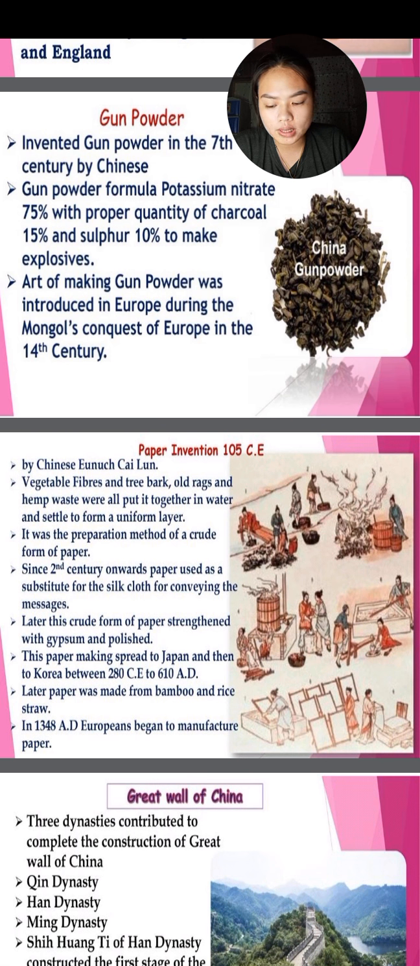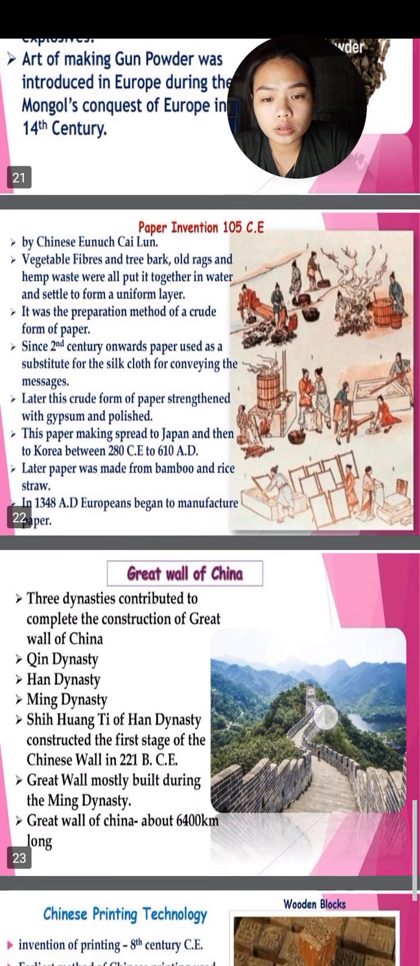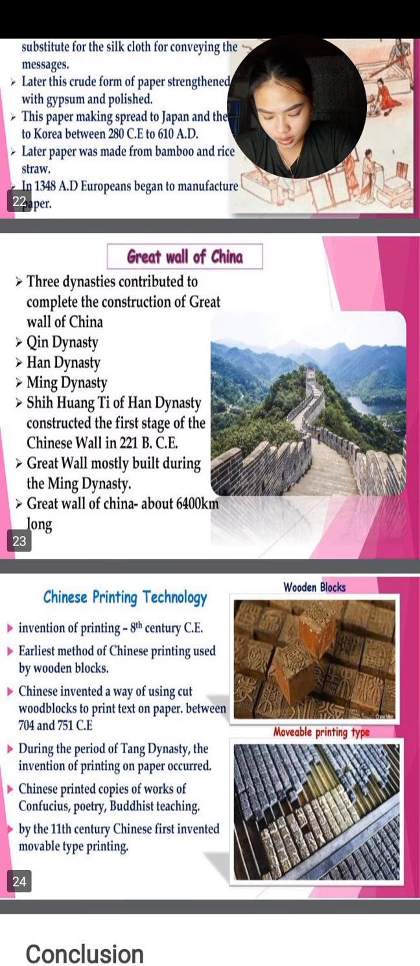Paper was first produced in about 150 BCE. By the middle of the 700s CE, the use of paper had spread throughout Central Asia and the Middle East, where it replaced papyrus as the main writing material. So, the Great Wall of China.